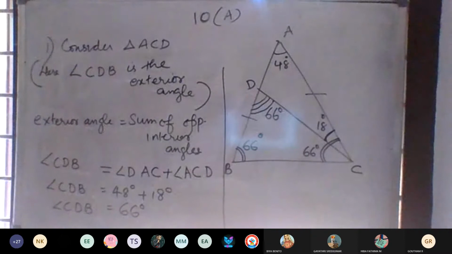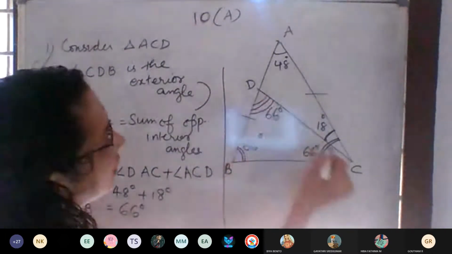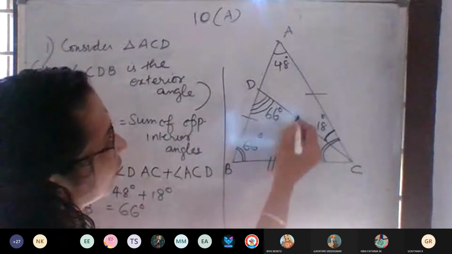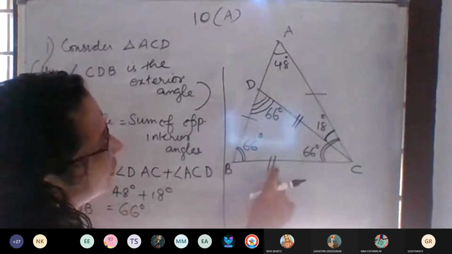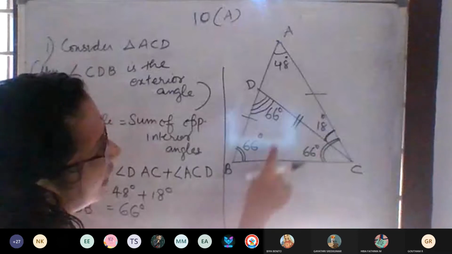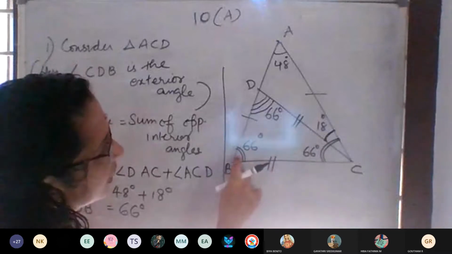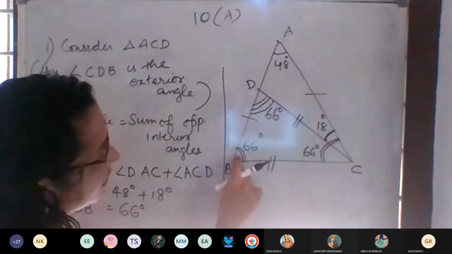That means what? Two angles we got. We want to find the sides. Which two sides are equal? We have to find out. CD is equal to BC. Look at CD. CD is equal to BC. Opposite of this is 66 degree, and opposite of CD is 66 degree.